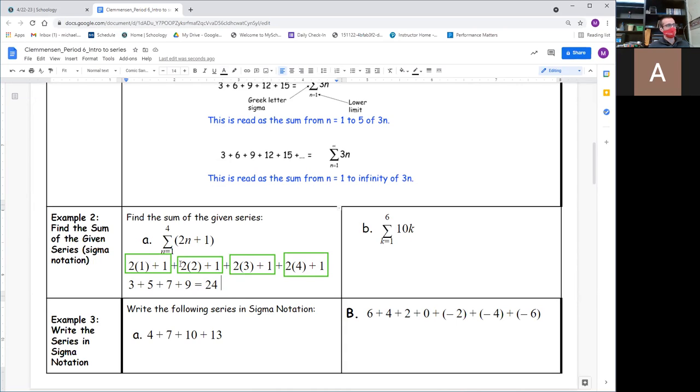Are there any questions on that process of rewriting this by expanding it out and then simplifying? Yeah, so all the 2's come from this thing. I just took my formula right here and replaced the n with the numbers 1 through 4, because it starts at 1 and ends at 4. So I went 2 times 1 plus 1, 2 times 2 plus 1, 2 times 3 plus 1, and 2 times 4 plus 1. So we're stepping up from there.